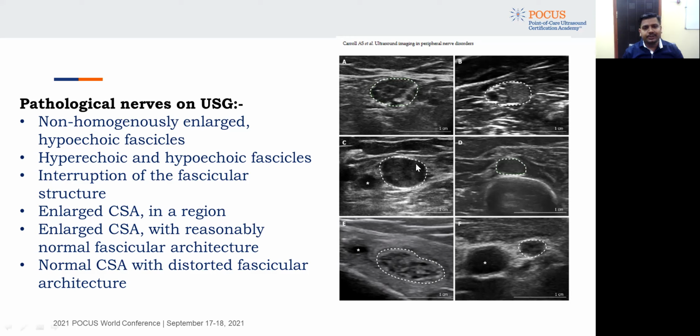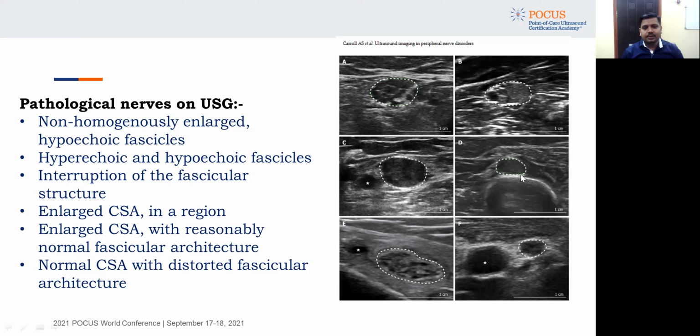The nerve may show increased cross-sectional area with loss of normal fascicular architecture. There is no fascicular architecture seen in this. The nerve is diffusely hypoechoic and there is significant increase in the cross-sectional area seen in this region.